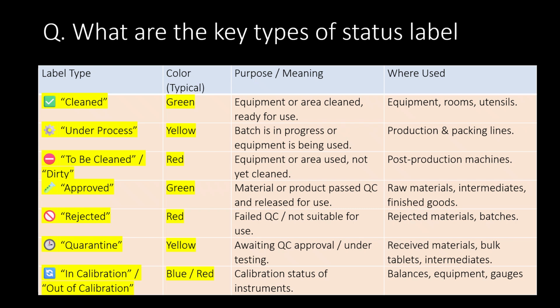Third, very commonly used label is to be cleaned or dirty label. The typical color is red. It indicates equipment or area used and not yet clean. Other key labels are approved label, rejected label, quarantine label, in calibration or out of calibration label.